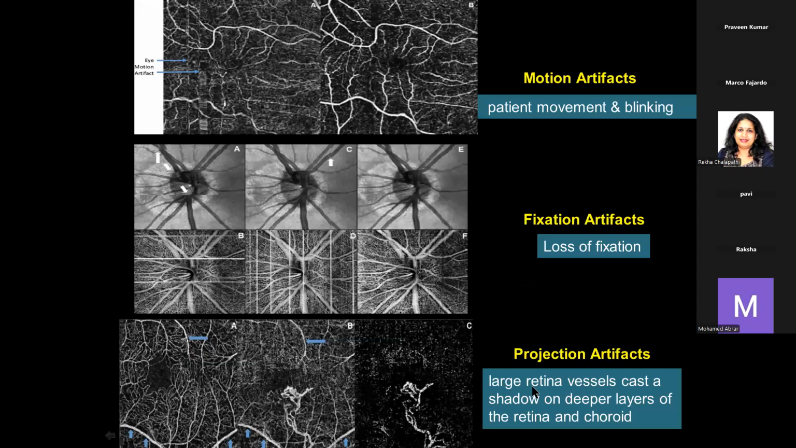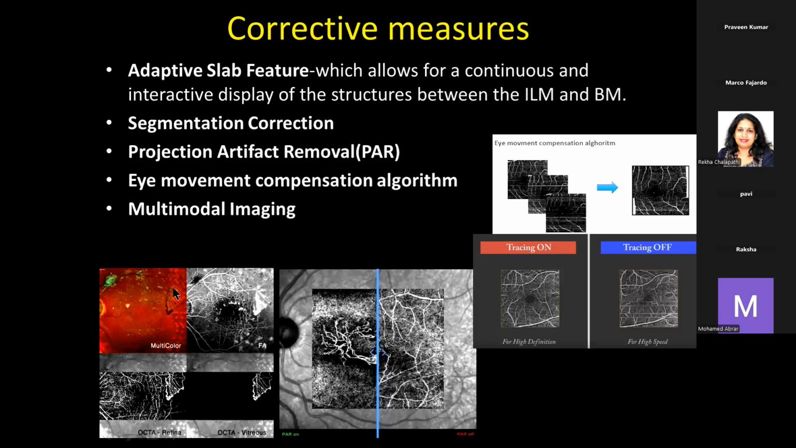Then there are projection artifacts. Sometimes the large retinal vessels themselves cast a shadow on the deeper layers, and you tend to get projection artifacts. Most of the machines will have corrective measures for these artifacts, something known as the adaptive slab feature. For example, this is a patient with PDR with neovascularization, which is not seen because of the leakage on FFA. But if you look at the OCTA, the full-thickness slab of the retina just shows a neovascularization. But if you scan at the level of the vitreous, you can see only the neovascular network. The rest of the tissues in the background are masked, so that you get a clear-cut image.